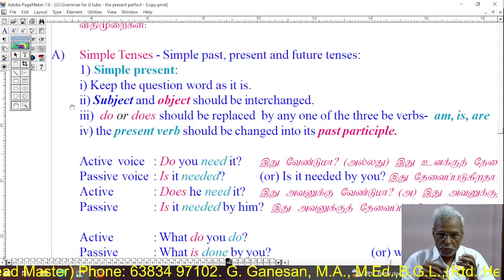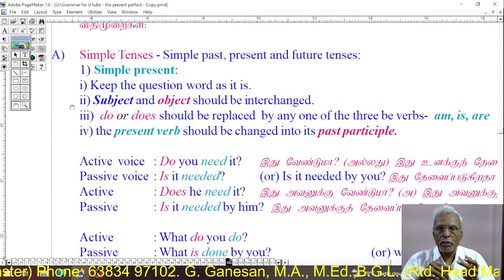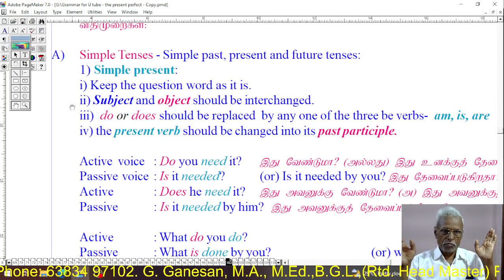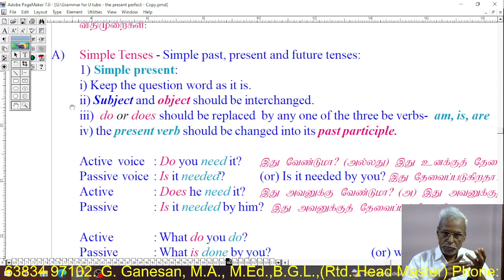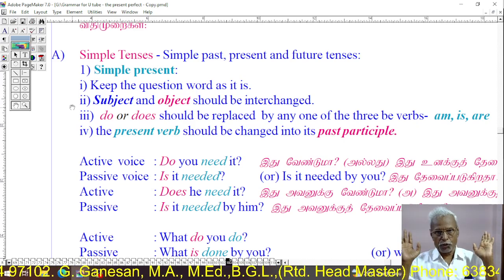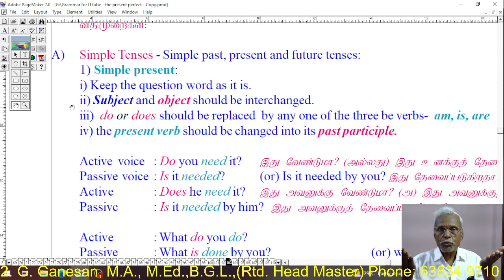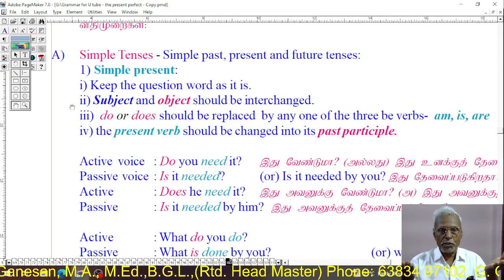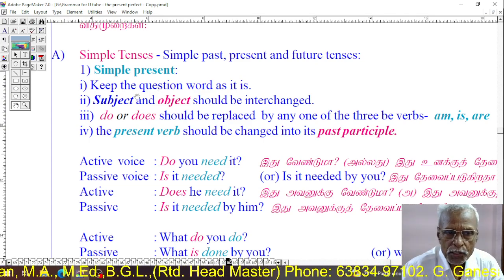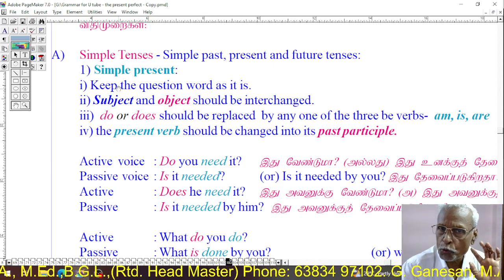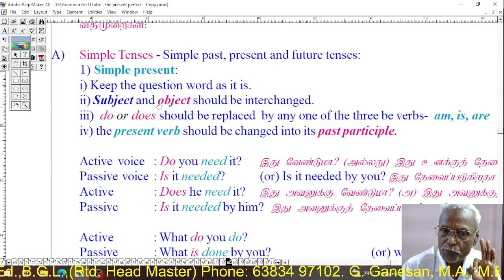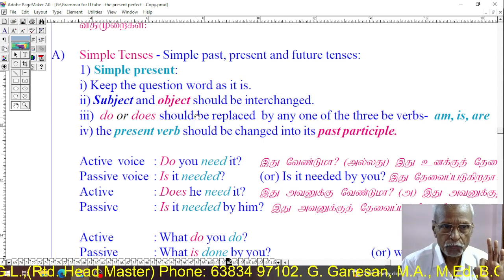First, simple tenses: simple past, simple present and simple future tenses. What are the rules to change them from active into passive voice? The question word should be kept as it is, and the subject and object should be interchanged.